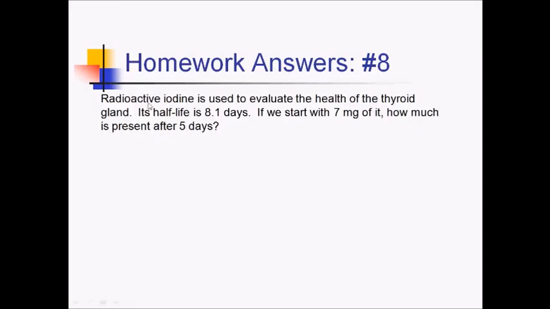For number 8, we have radioactive iodine, whose half-life is 8.1 days. We're starting with 7 milligrams. We want to know what's left after 5 days. So we're going to use our half-life formula, a b to the t over k. We have a starting A value of 7. B is 1/2 because this is half-life. K is our half-life of 8.1. That's how long you have to wait before multiplying by 1/2. And T will fill in just a second. So there's kind of our template for all of these.